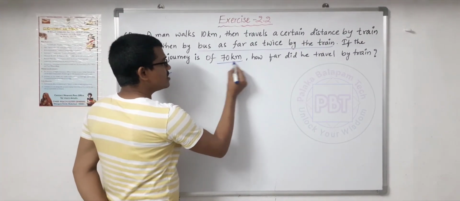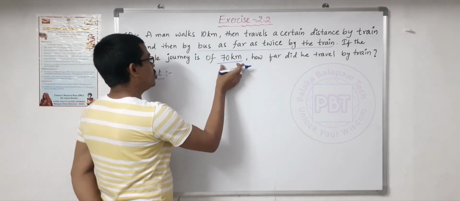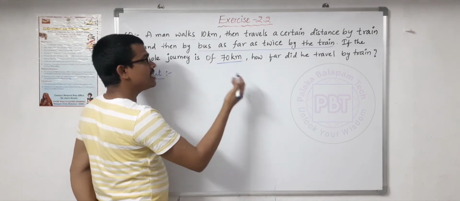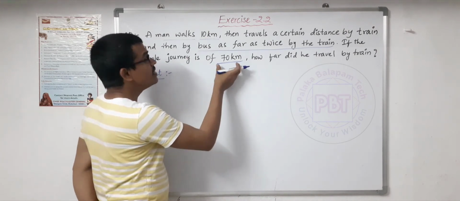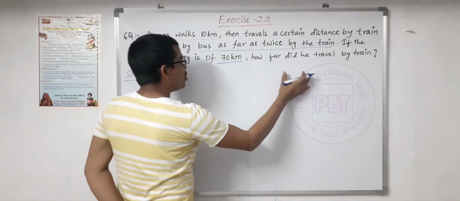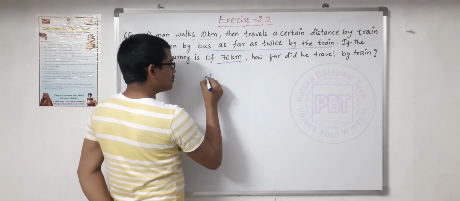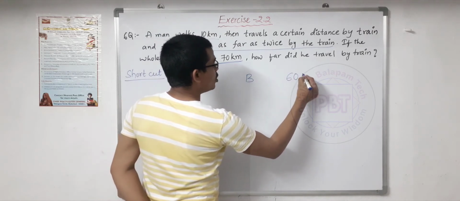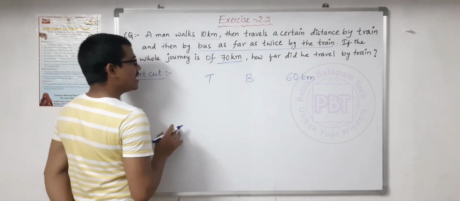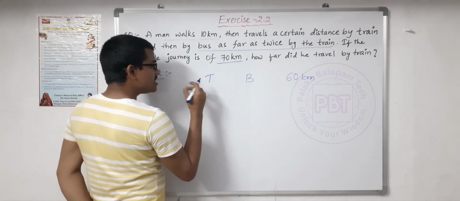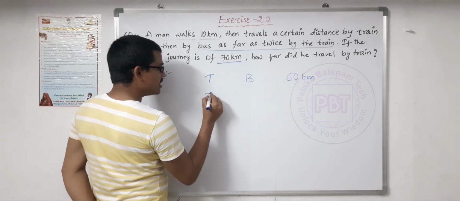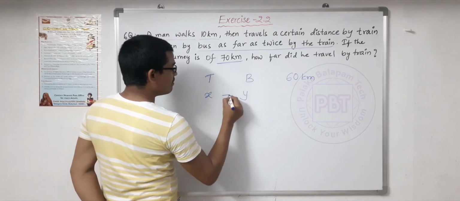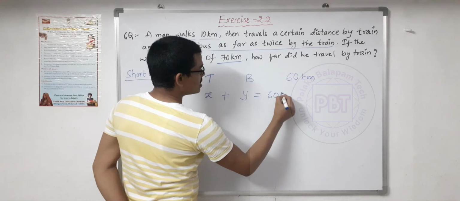The whole journey is 70 kilometers. In the 70 kilometers, 10 kilometers he covered by walk. It means the remaining journey is 60 kilometers. That 60 kilometers he covered by train and bus. Now I am taking the distance traveled by train as x, and the distance traveled by bus as y kilometers. The sum of these two is 60 kilometers.